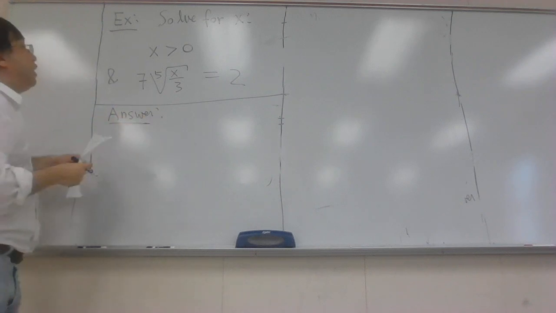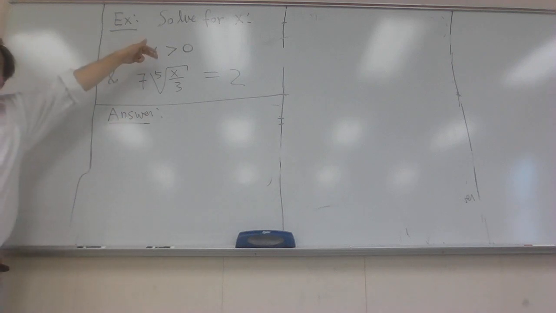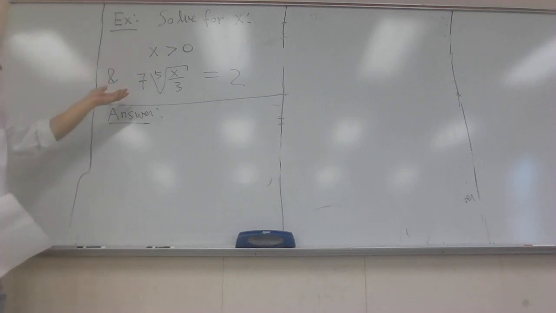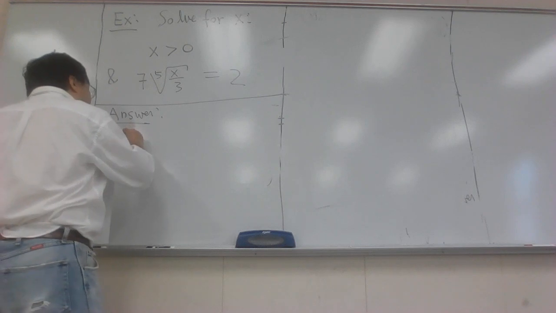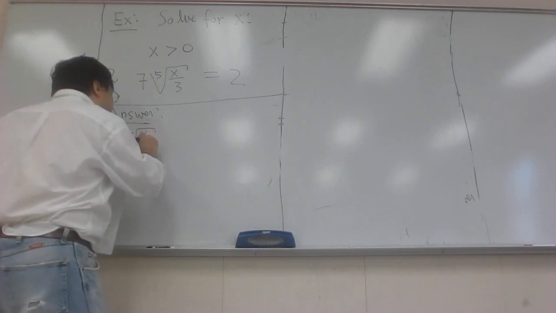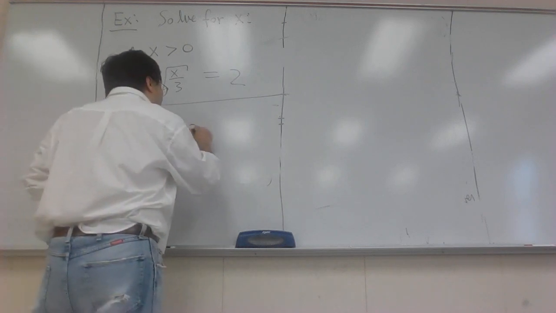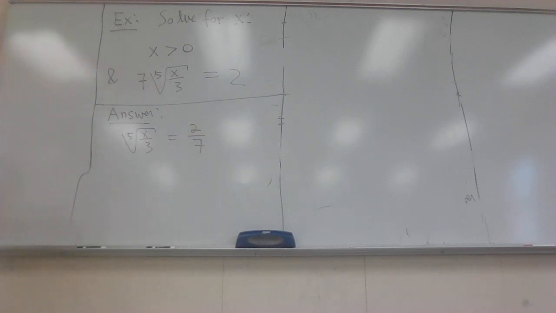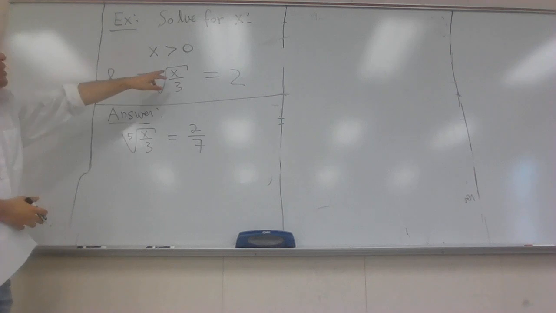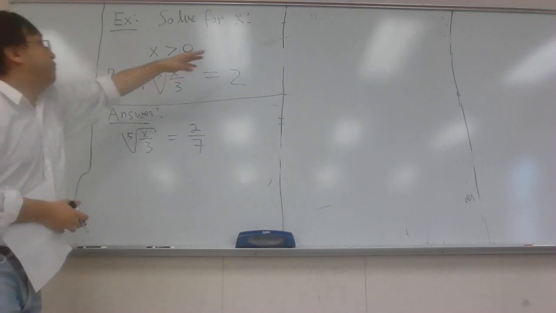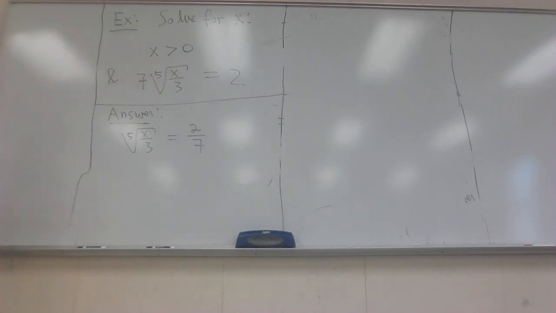So first of all, towards isolating the x, let's divide both sides by 7. We divide both sides by 7, and we get the 5th root of x divided by 3 is 2 over 7. We just remove the 7 from both sides.